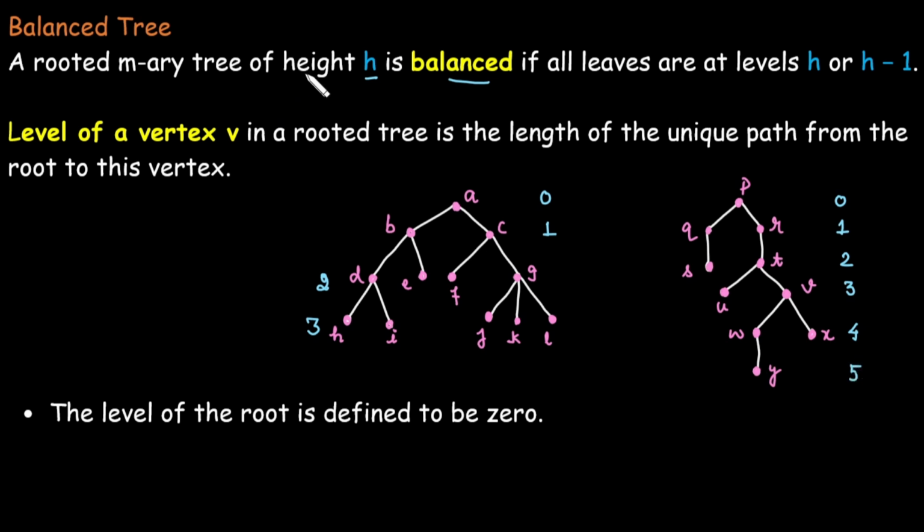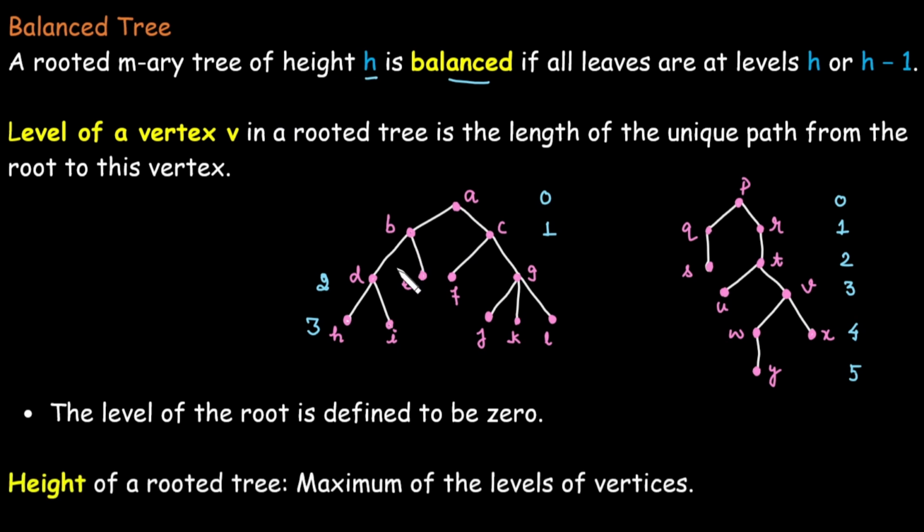The next term we need is the height. The height of a rooted tree is the maximum level among all vertices in the tree. So it tells us how deep the tree goes. For this case, what is the height of the tree? The maximum level in this tree is 3, so the height of this tree is 3. For this other case, the height of the tree is 5 because the maximum level of a vertex is 5.